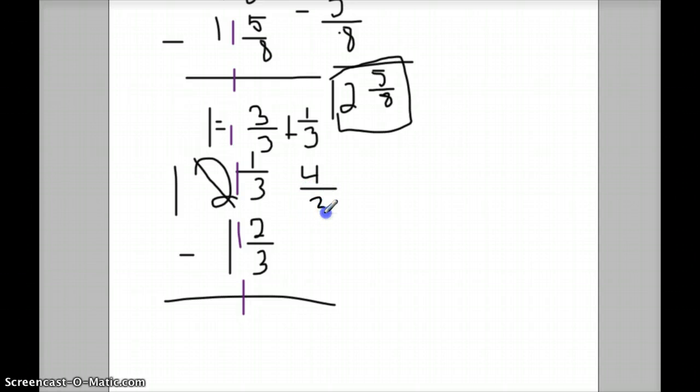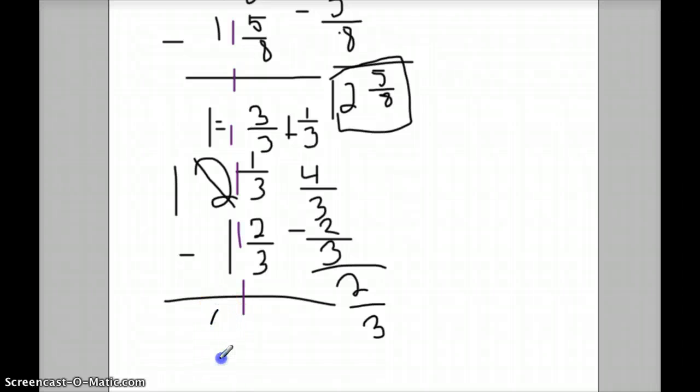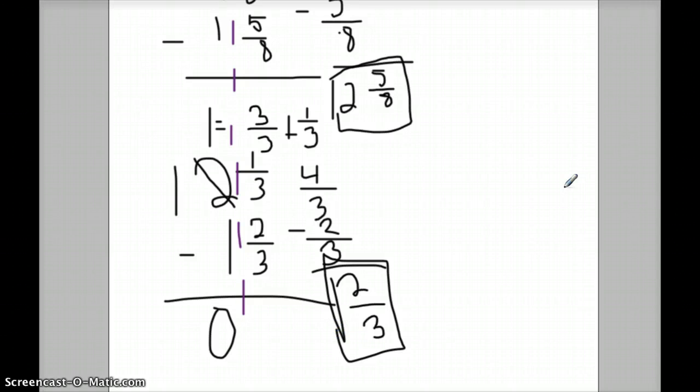And I'm going to subtract that from my 2/3. And that is going to get me 2/3. And we do 1 minus 1, and that's 0, and I can't simplify this. So I just have 2/3 as my answer. 2/3 is my answer. Good job, guys, working with those.